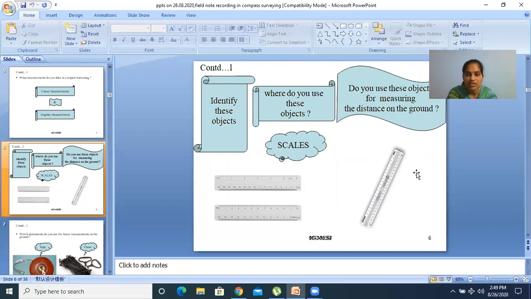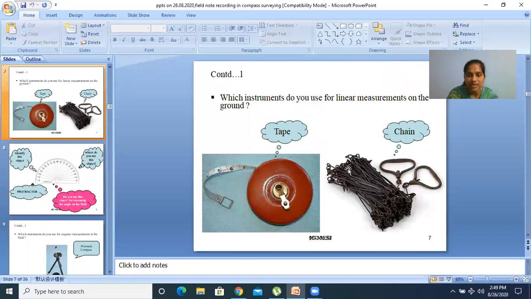Identify these objects. Where do you use these objects? Do you use these for measuring distances on the ground? These are the scales. We are not using these on the ground; we use them in plotting. On the ground, we use tapes and chains to take the linear measurements. Which instruments do you use for linear measurements on the ground? Tape and chain, as you already know.